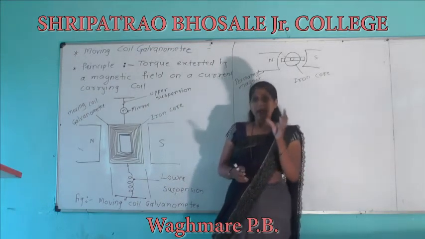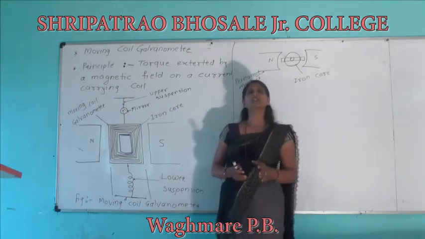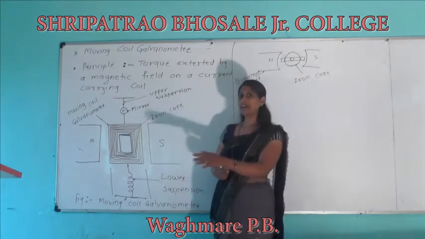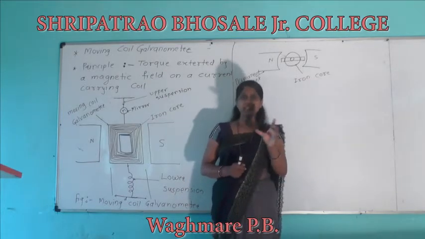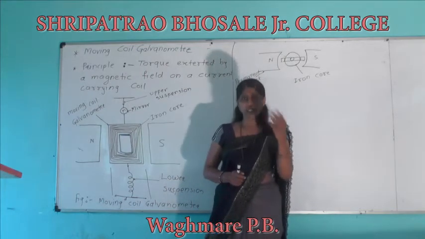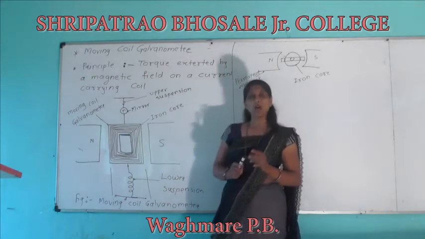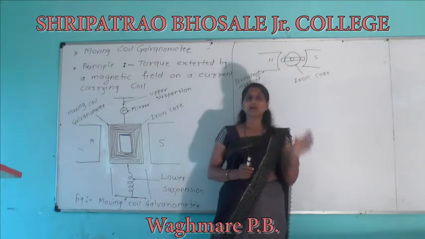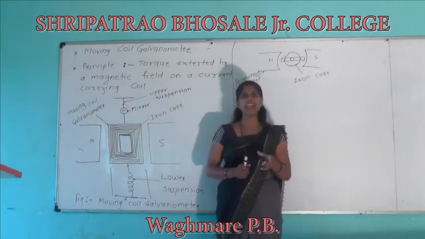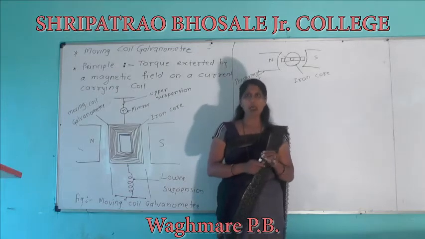But an ammeter is also a device which is used to measure current. Then what is the difference between an ammeter and a galvanometer? An ammeter can measure large current, that is current in amperes. But a galvanometer can measure a small or very small current, which is in milliamperes or microamperes.